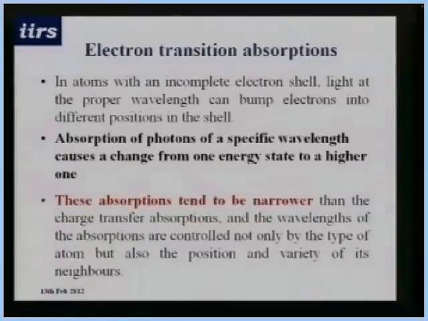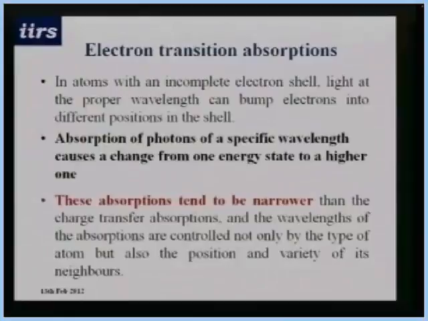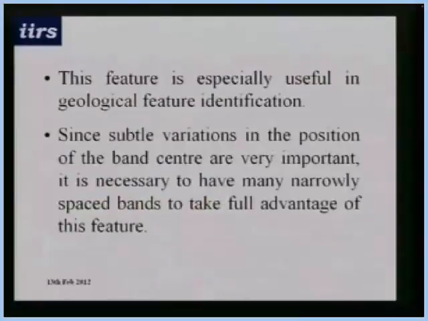The most common electronic process revealed in the spectra of minerals is due to the unfilled electron shells of transition elements like nickel, chromium, cobalt and iron, and iron is the most common transition element in minerals. This absorption feature due to the electronic process is especially useful in geological feature identification. Since subtle variations in the position of the band center are very important, it is necessary to have many narrowly spaced bands to take full advantage of this feature.